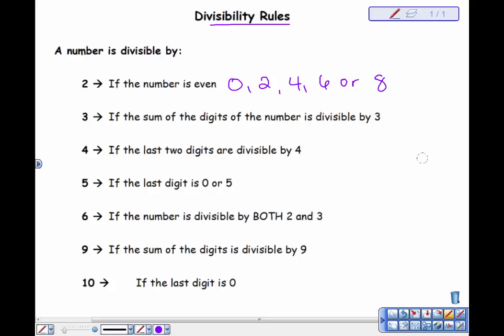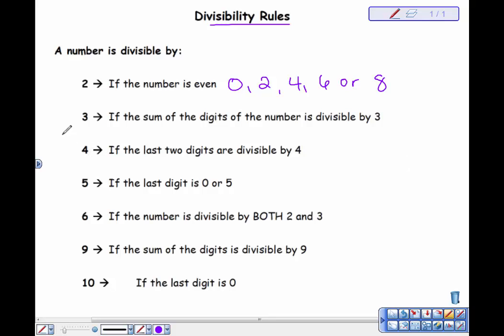Let's try that with a larger number. So if I had, for instance, 48. If I take the 4 and the 8 and I add them together, that gives me 12. I know 12 can be divided by 3, so 48 can be divided by 3. So a number is able to be divided by 3 if when you add the digits together, that number can be divided by 3. We'll practice that in a couple seconds.